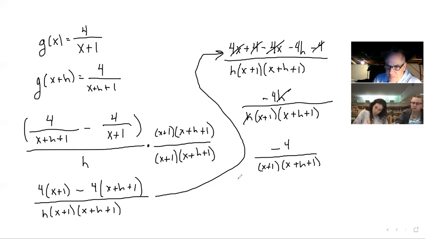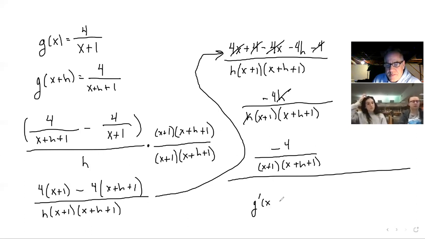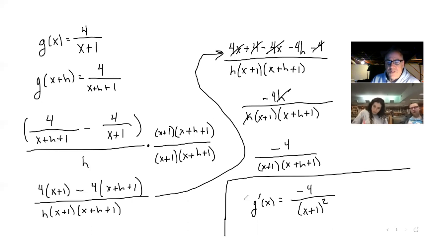Now, again, kind of taking this to calculus, if you let h be 0 here, that is, take the limit, you would have -4 over, letting h be 0, you would end up with x plus 1 times x plus 1, which you could write as x plus 1 squared. And that would be what we call the first derivative of that function. That's just taking that a step further. All right, any questions on that one? No. Okay.